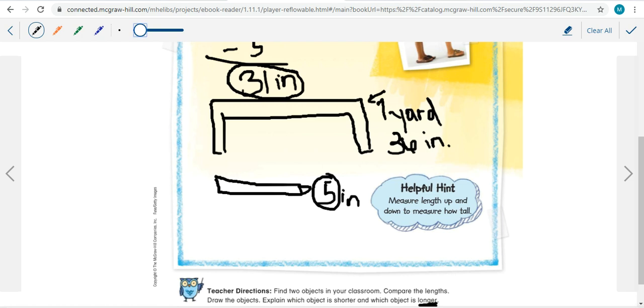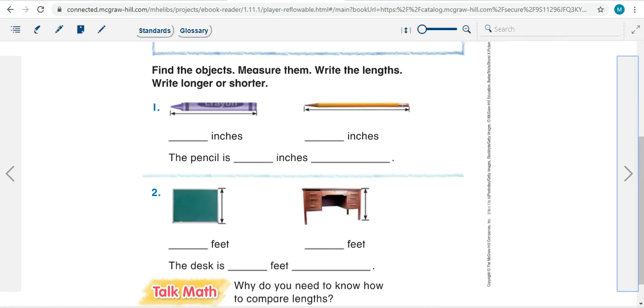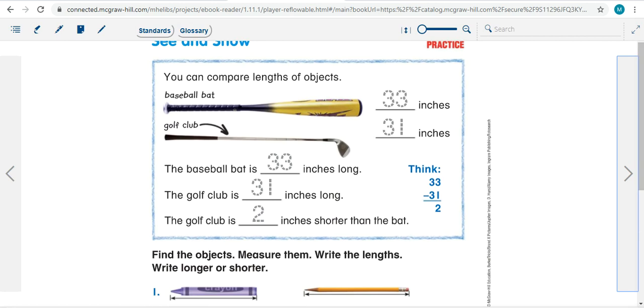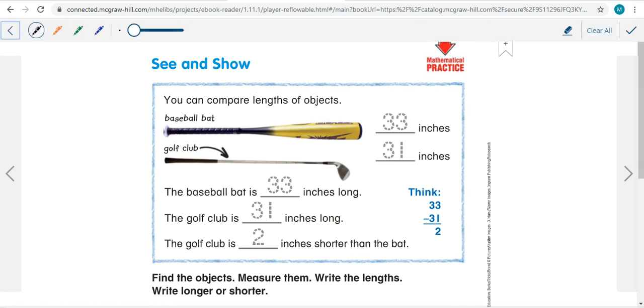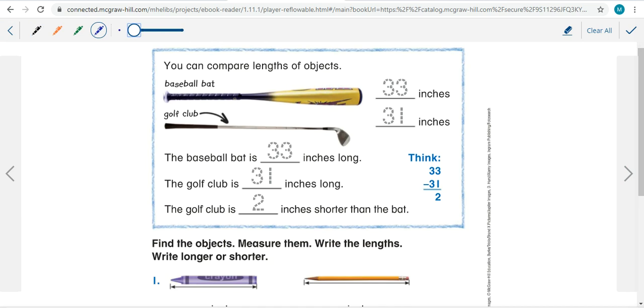Now turn your page, please, and we're going to work on page 666. Now, let me read for you this example. You can compare lengths of objects. This is a baseball bat, and the baseball bat is 33 inches, as you can see. The golf club is 31 inches, so we are going to see which object is longer or shorter based on the question.